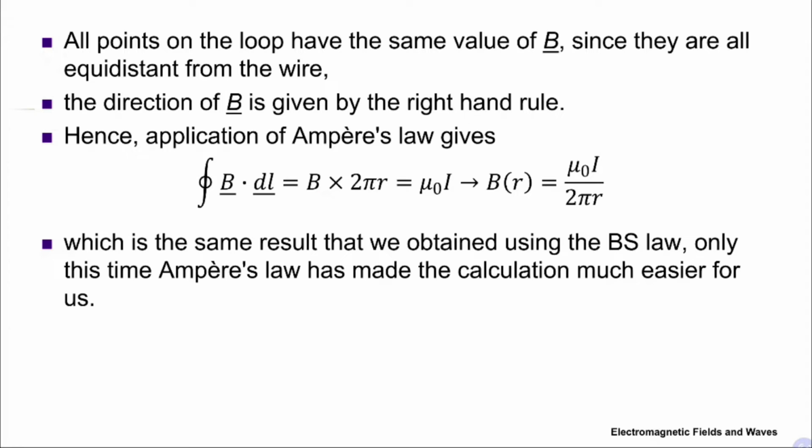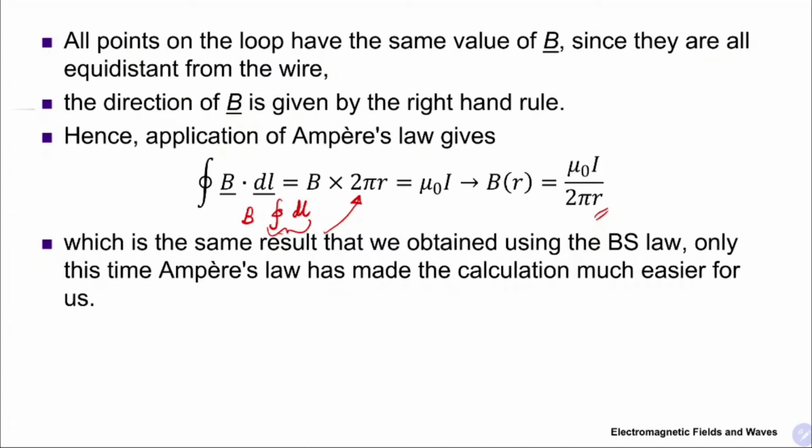of the integral, and this integral simply equals 2 pi r. And that equals mu naught I, and therefore my magnetic flux density will be equal to mu naught I over 2 pi r, which is the same result that we obtained from the Biot-Savart law. So that is Ampere's law.